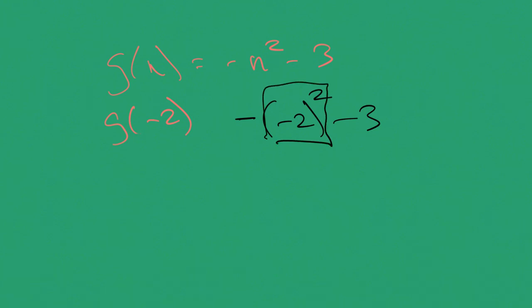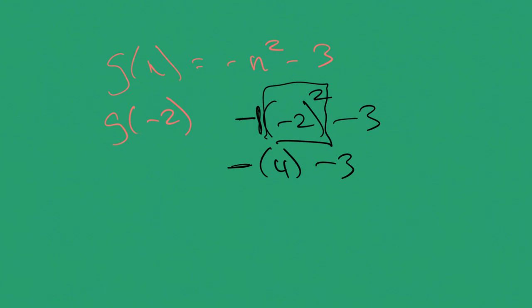That little negative sitting out front, which technically is a negative 1, needs to wait. That is multiplication. Guys, we need to take care of that exponent. What is negative 2 squared? What is negative 2 times negative 2? Positive 4. So really, here's what we have. Negative 2 squared is positive 4. It is still in the parentheses. There is still a negative sign out front.